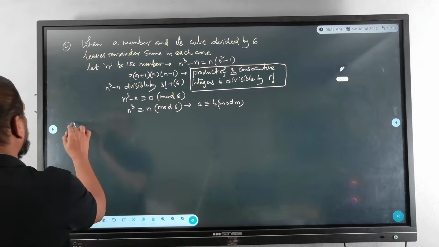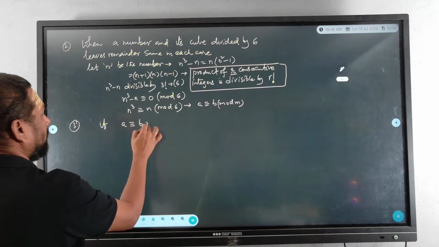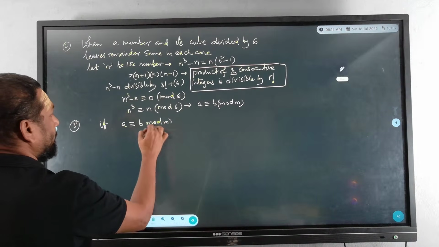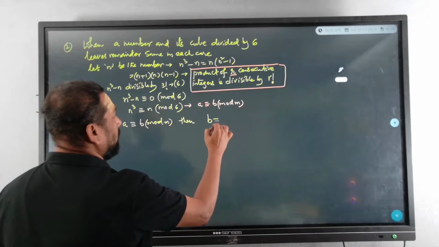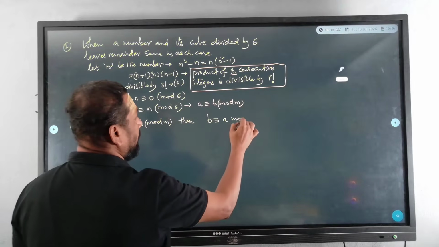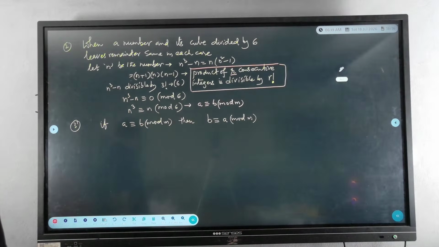Third property: if a is congruent to b mod m, then b is congruent to a mod m.